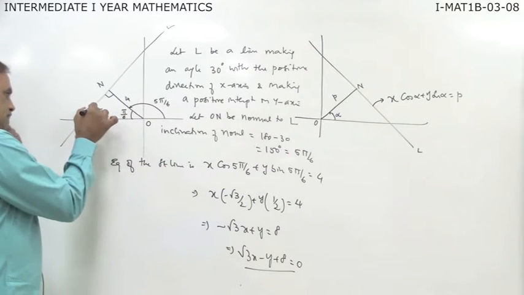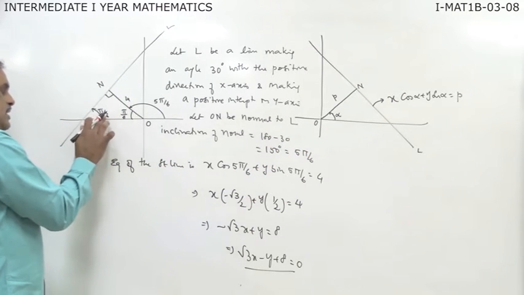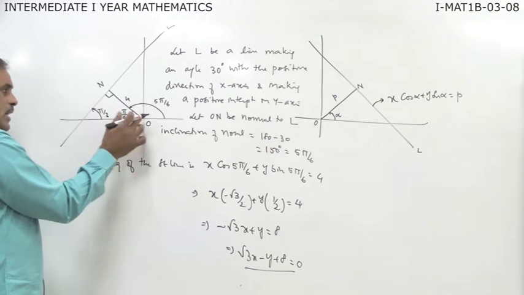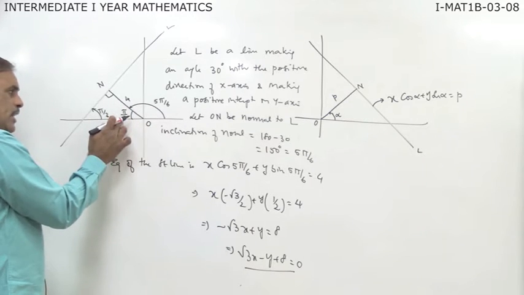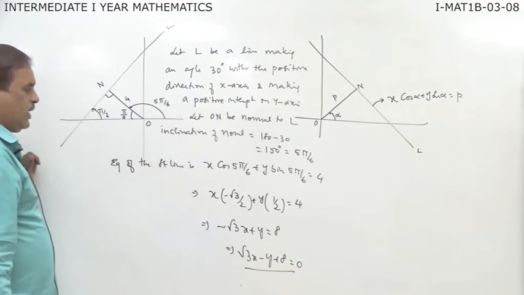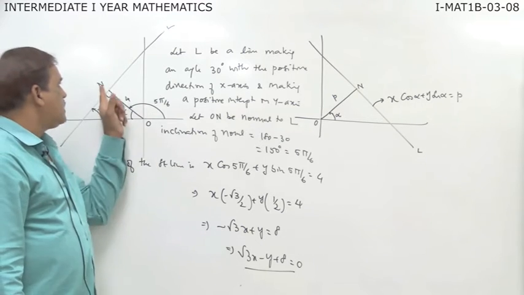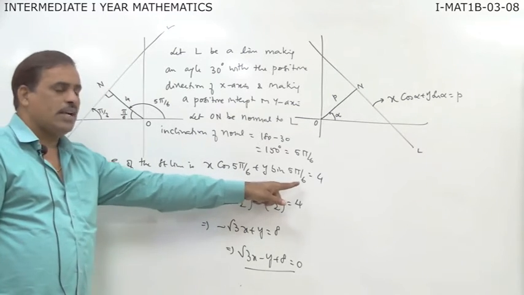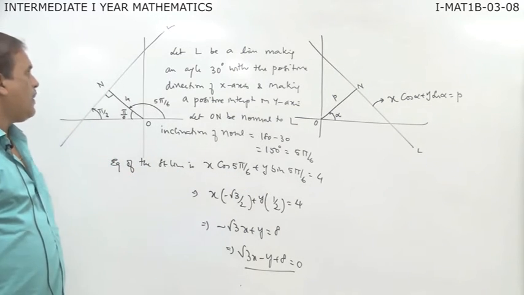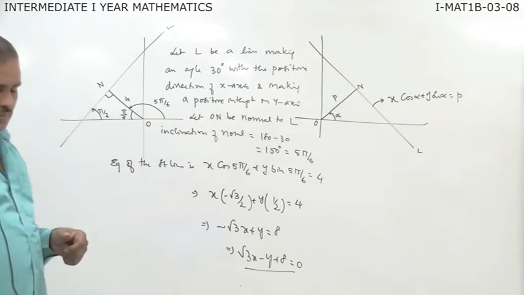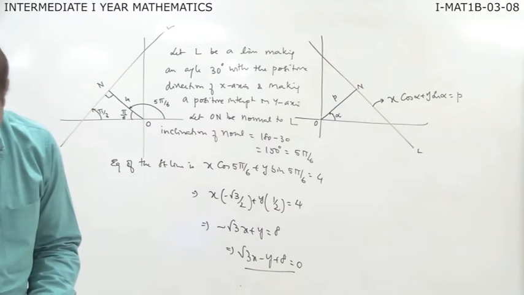So, this is pi by 3, this is 90, this is 60, this is 90. Hence, this will be 30. The whole of the angle here is 180. 180 minus 30 is going to be 150. And the equation of straight line is x cos alpha plus y sin alpha is equal to p. Okay. This is how we do the problem number 3.